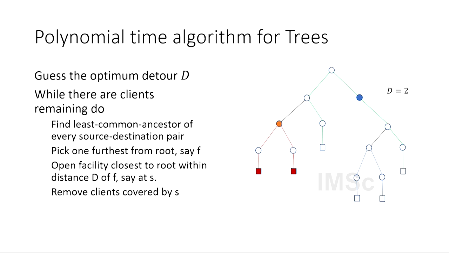Once you've picked that, you will remove everything that it covers. Note that it covers both the blue and the green paths, but it doesn't cover the red path, because the red will have to take a detour of 3 to get there. So you remove blue and green. They go out of the picture. And now you repeat the same thing for whatever is remaining, and you will end up picking 2. And if you had made the right choice for D, then this will give you the minimum number of facilities that you need to open.